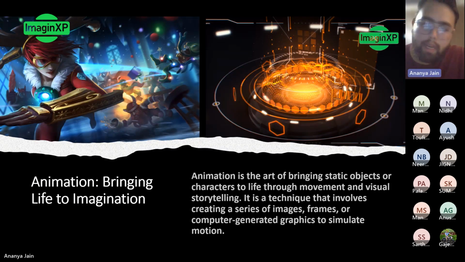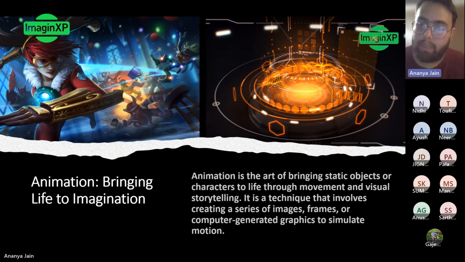On the other hand, animation, as we know, is an illusion of moving photos and moving images, where we think it's animating. It's actually moving images that we see on the screen, right? So it's an art of bringing static or moving images or characters to life through movement and visual storytelling. It's a technique that involves creating a series of images, frames, or computer generated graphics to simulate motion. This is the best way to explain animation.